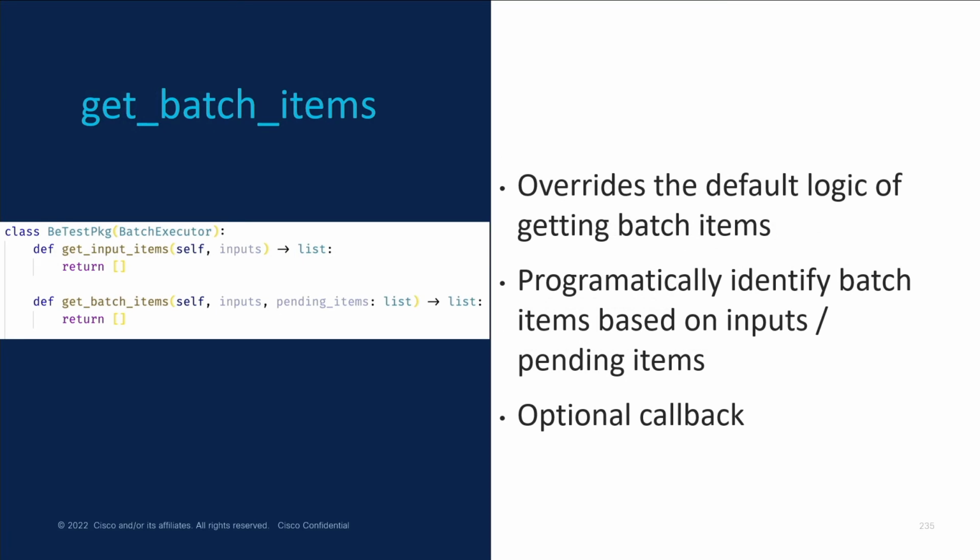Okay, second one is the get batch items. By default, the batch execution framework does a first X FIFO, right? First in, first out. But if you want to override that behavior, this is where you can do that. I'm not going to go into the detail of why you would need it. This might be required, and I've seen the need for it, and hence this has been implemented.